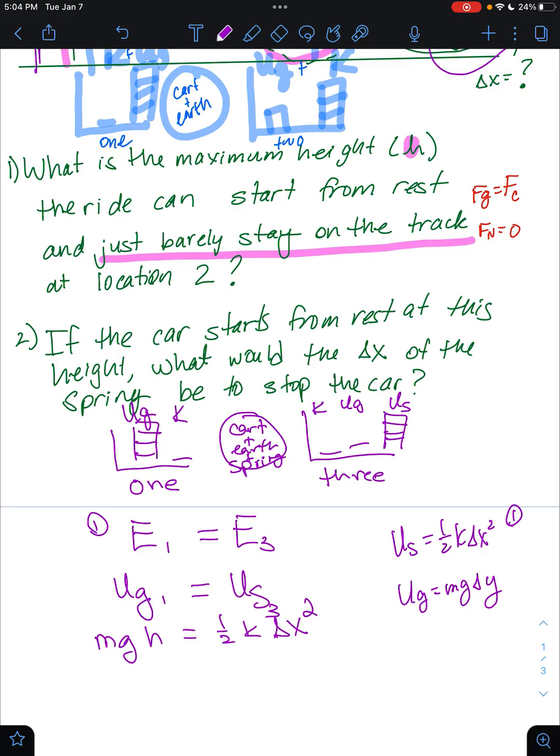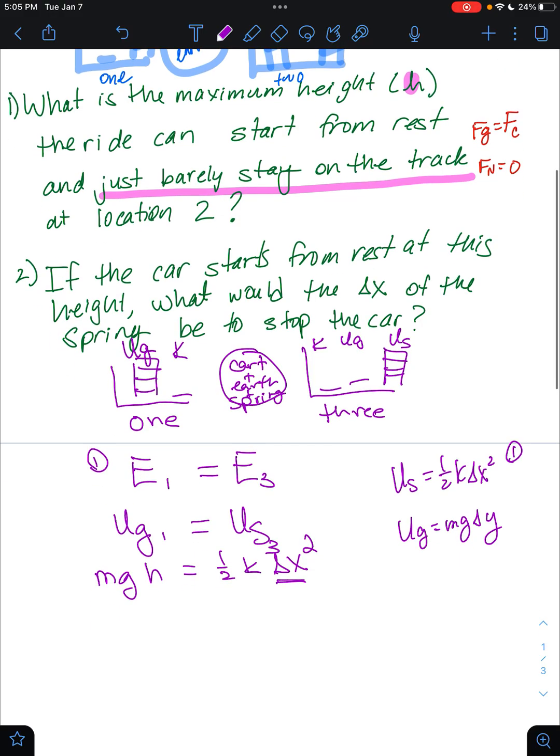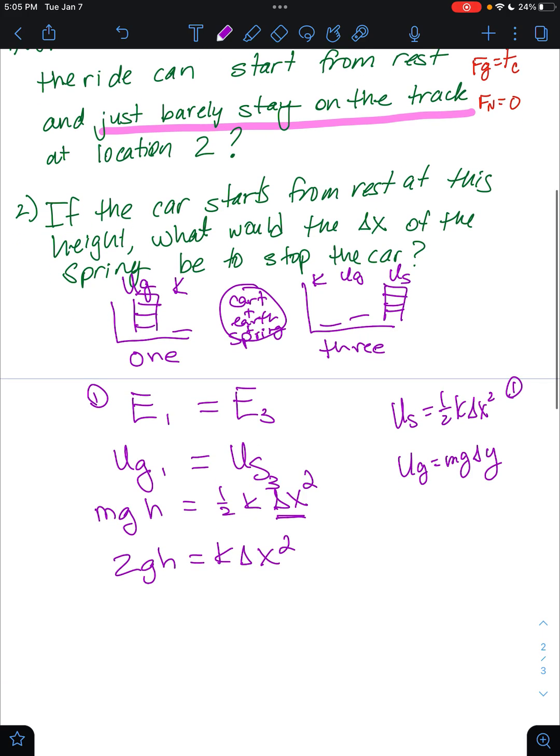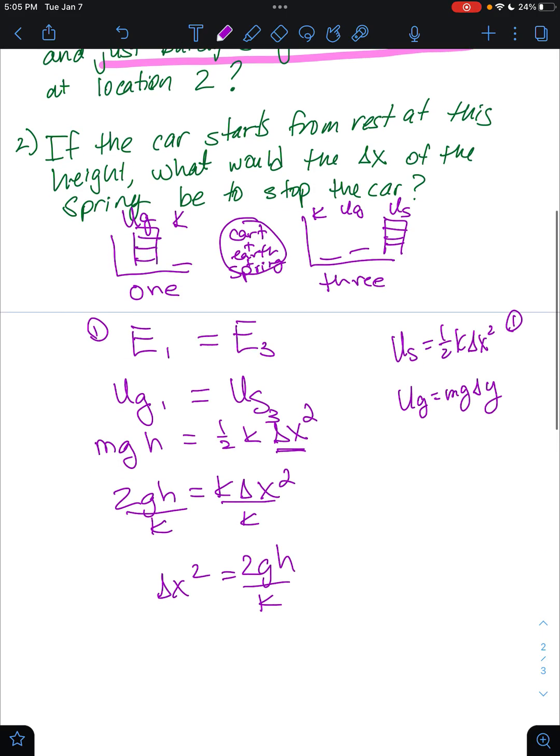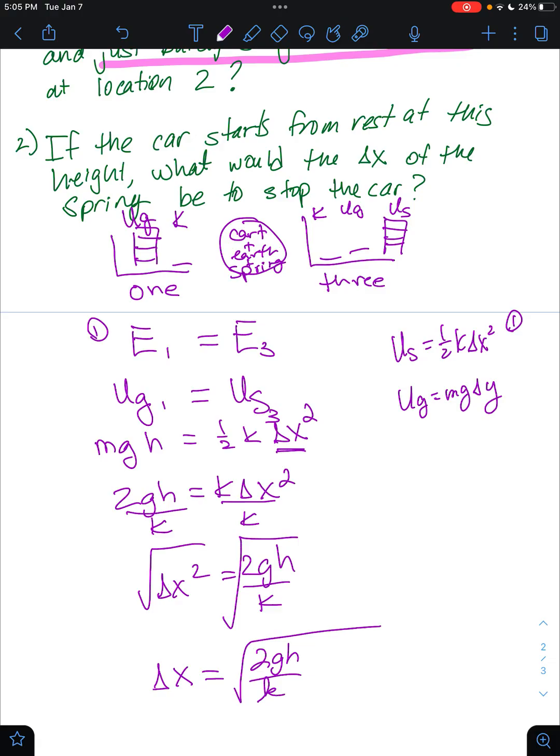This time the mass does not cancel out. And so to solve for this delta x, I'm going to first multiply both sides by 2. So I'll get 2mgh equals k delta x squared. I'll divide both sides by k. I get delta x squared equals 2mgh over k. And last but not least, we have to take the square root. So the amount that the spring will be compressed is going to be equal to the square root of 2mgh over k.